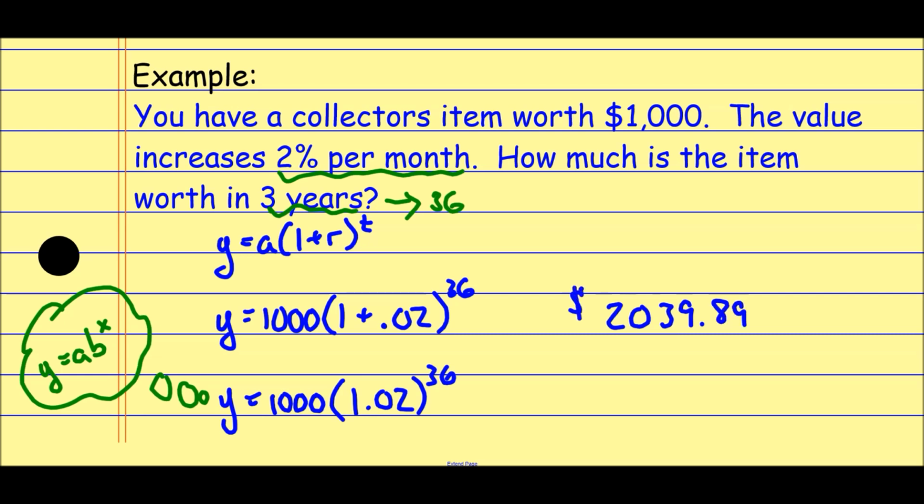And one thing, whenever we're talking about money, I will not tell you how many decimals to round to. You should always round it to 2 decimal places because we're talking about money, okay?